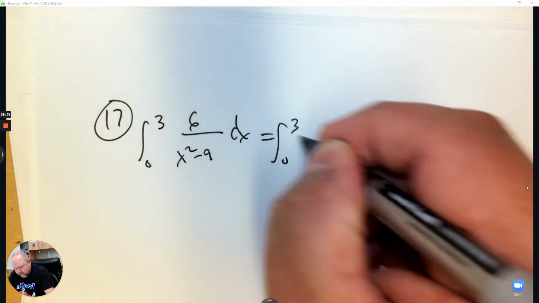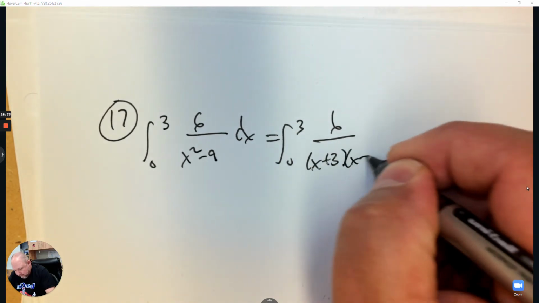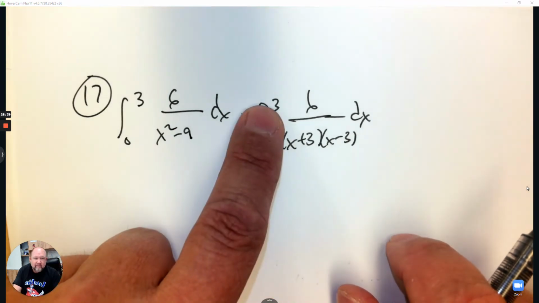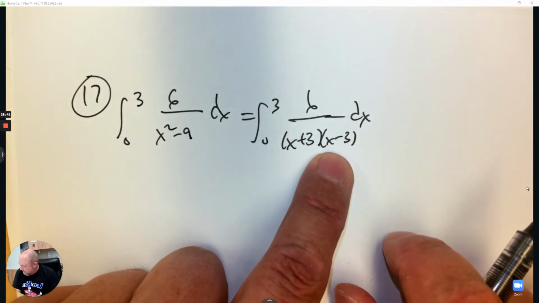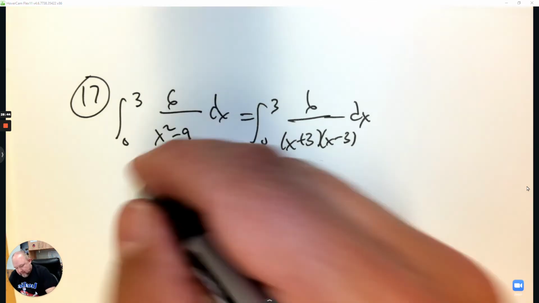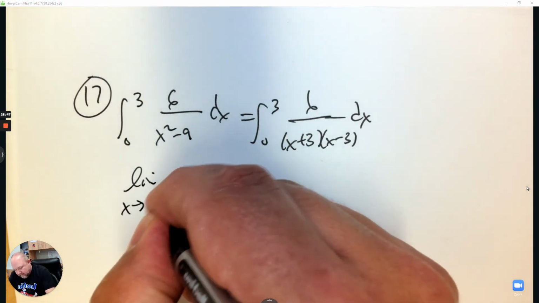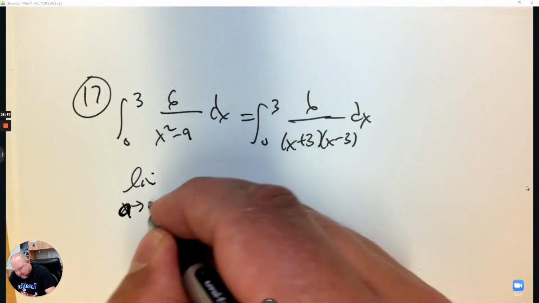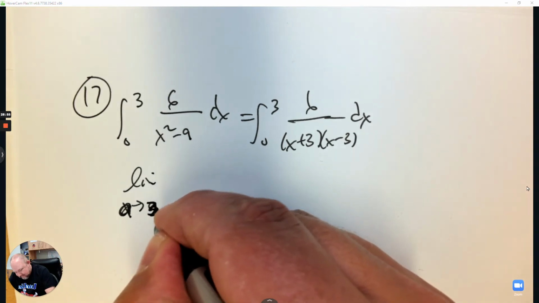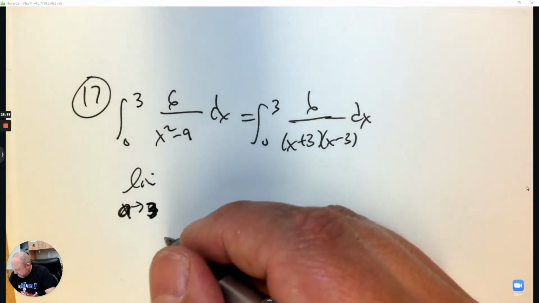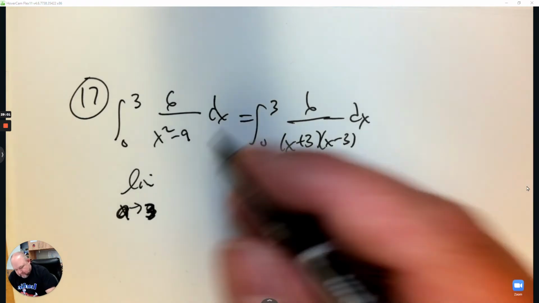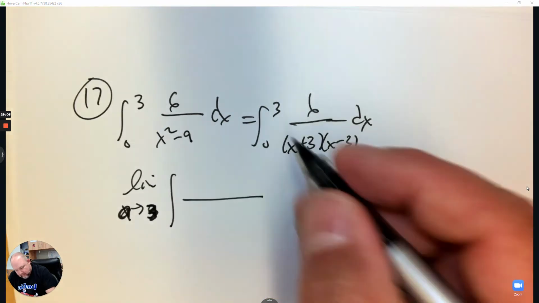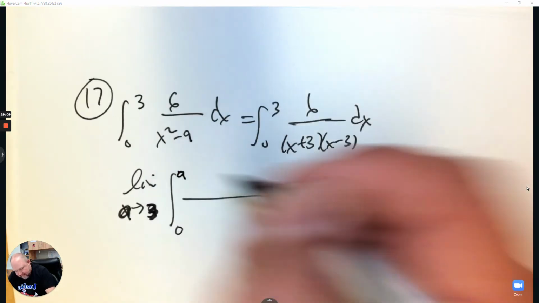I'm going to factor this. It's a difference of squares. And for a difference of squares, notice that positive 3, that's what makes it improper. So I have to do the limit as a approaches 3. And we're going from 0 to a.